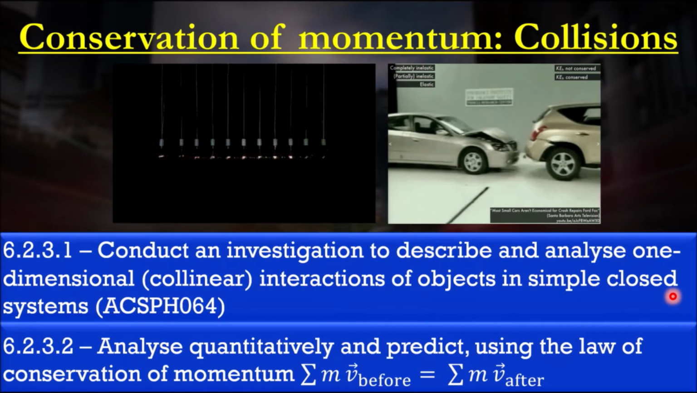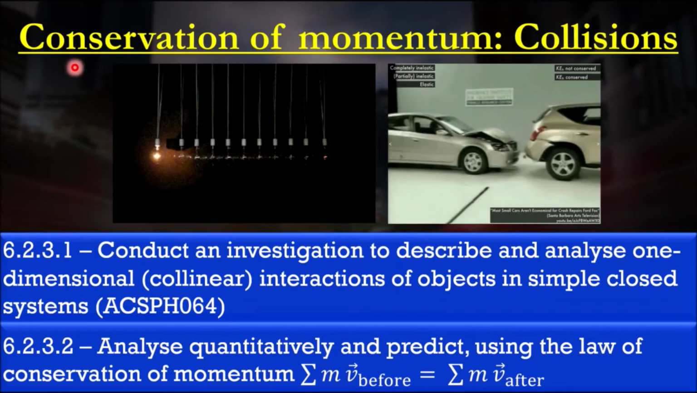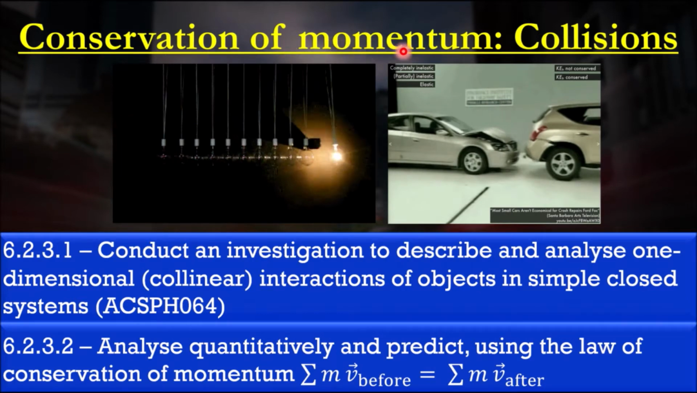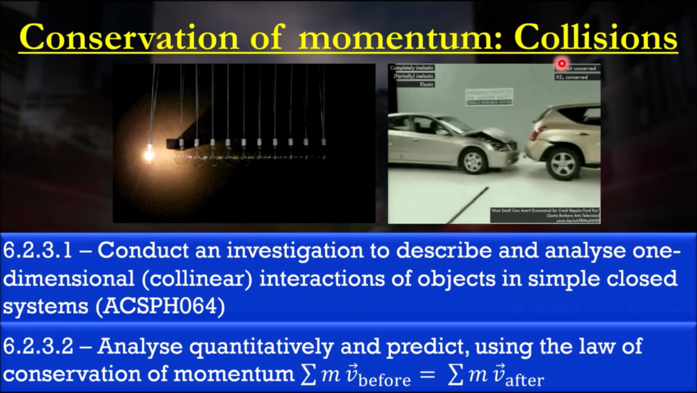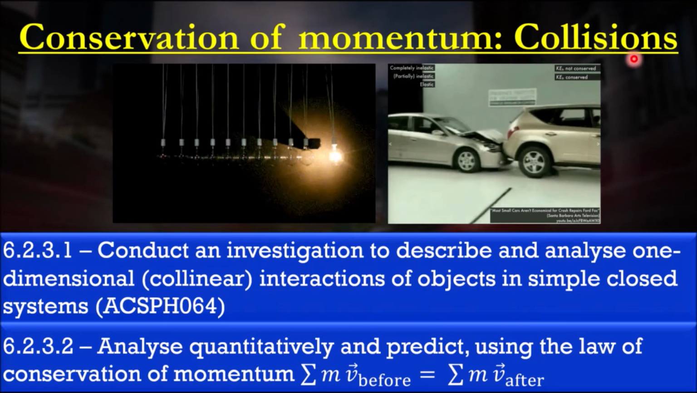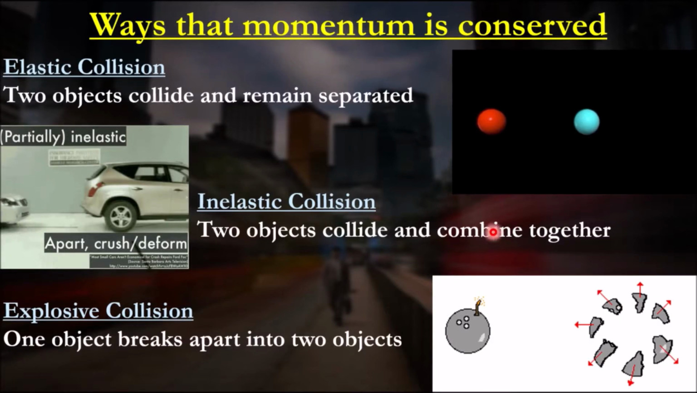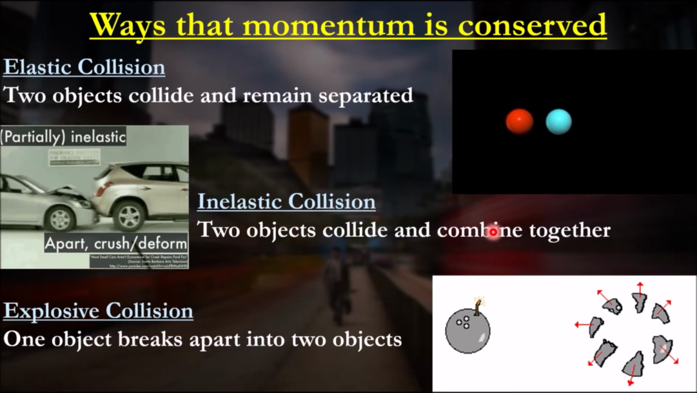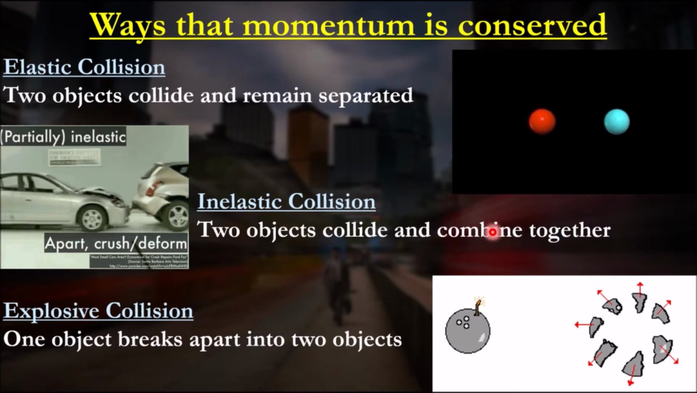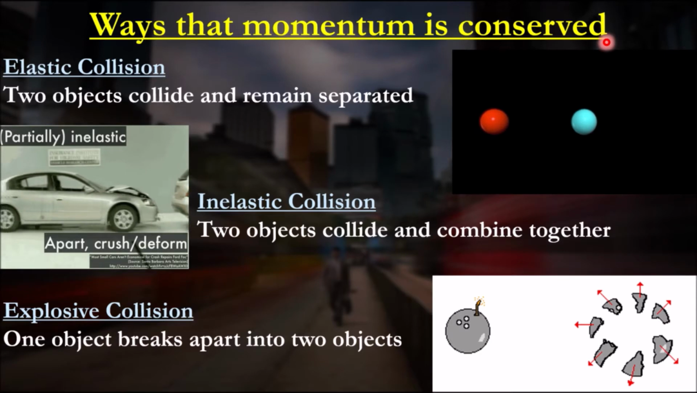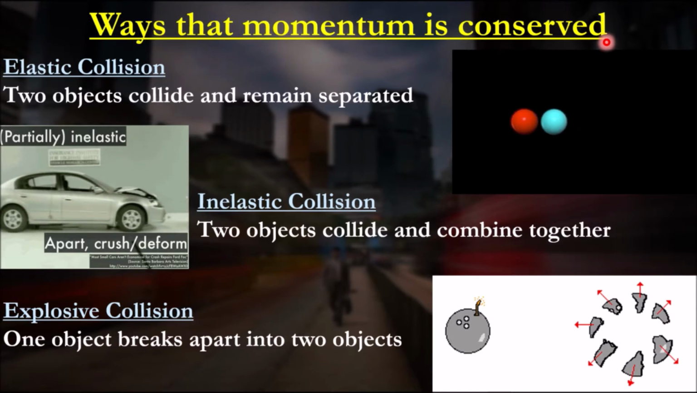My name is Mr. Wong, and today we're going to look into conservation of momentum again, same as last lesson, but this time we're going to be focusing on the different types of collisions that will occur. So just a recap from before, we talked about different ways that momentum is conserved in a collision. There are three types of collisions that can occur.